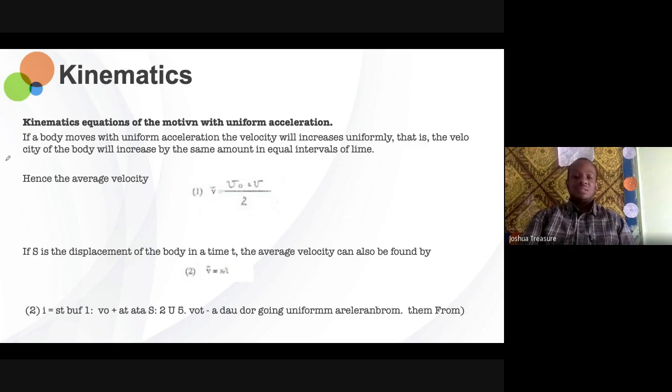All right, so average velocity. If we have two velocities, an initial velocity and a final velocity, the average, or the mean value, we would add both of them and then divide by two. That would be for your average. Okay, good. So if S is the displacement of the body in a time t, average velocity can be found by, we know this equation. We are already familiar with this.